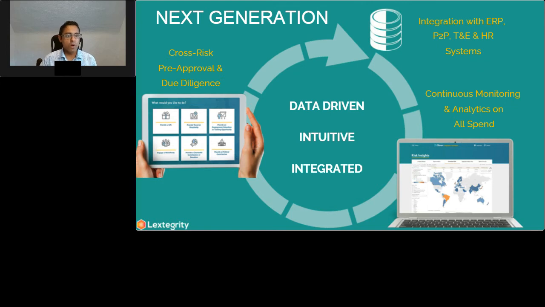So for us, what we're going to focus on today is really this last piece, this continuous monitoring and data analytics on spend piece. There's obviously a lot of data that can be gleaned from your process, but we're really going to focus on the continuous monitoring from the data analytics and the continuous monitoring side.